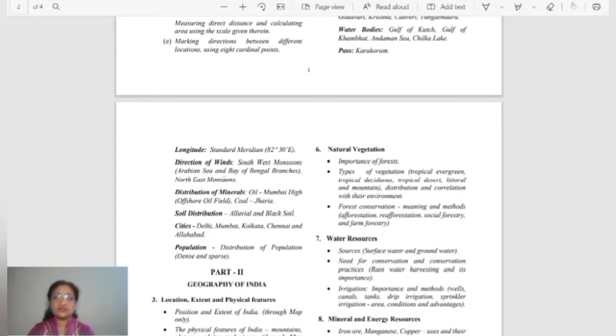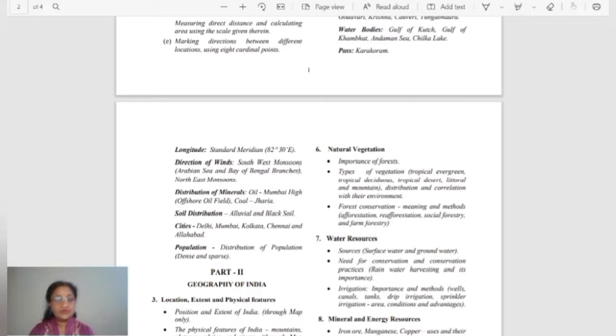Now let's talk about the next one, direction of winds. In our syllabus, there are a few winds which we need to discuss, which we have to mark in the map work. These winds are especially the monsoon winds and the western disturbances. Now in the reduced syllabus children, western disturbances have been taken away. So what is left with us now? Only the southwest monsoons and northeast monsoons. Southwest monsoons means both the branches, the Arabian Sea branch and the Bay of Bengal branch of the southwest monsoon.